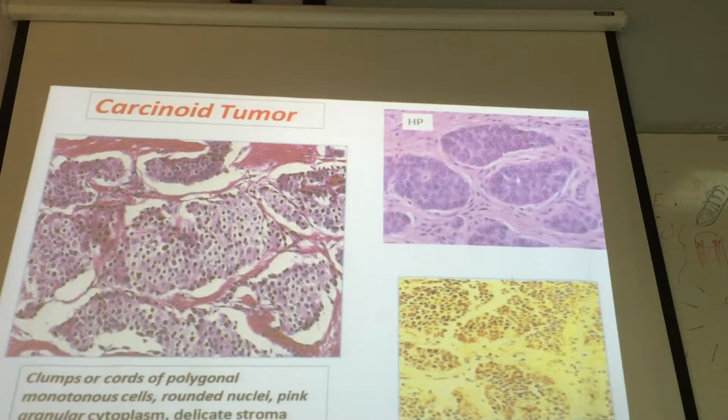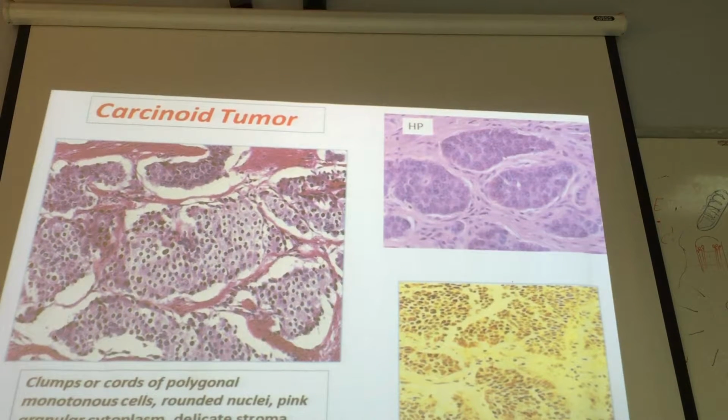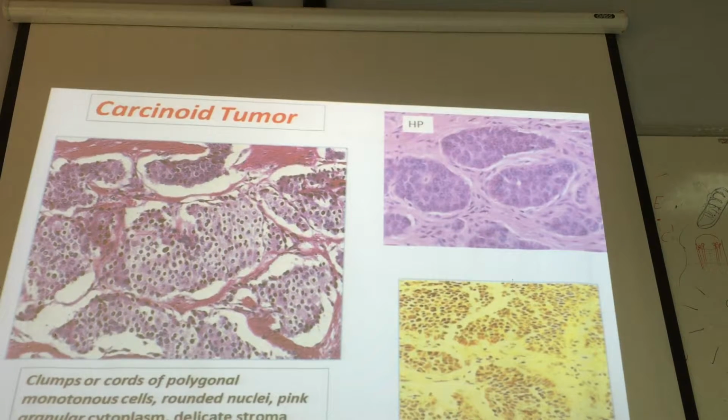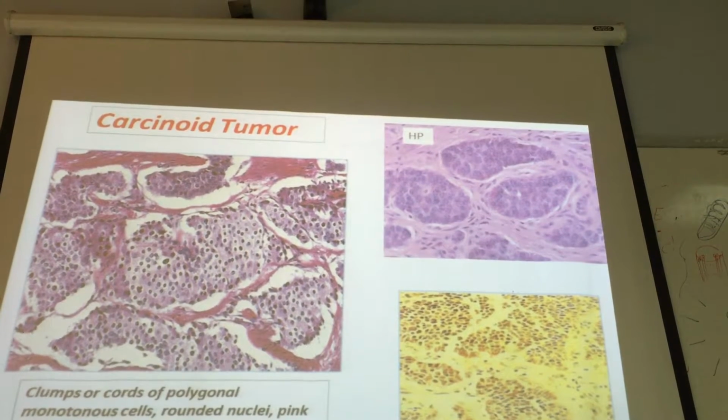If there is more desmoplasia, what can happen in the tumor? It can lead to obstruction, because it is a fibrous tissue, so it can cause obstruction.